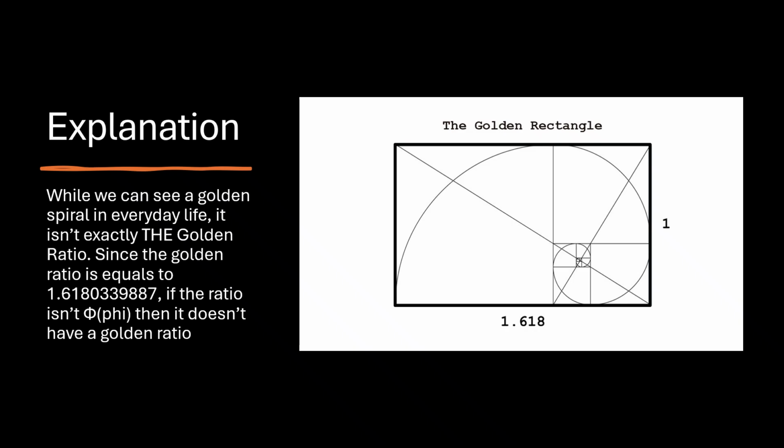Since the golden ratio roughly equals 1.6180339887, if the ratio isn't phi, then it doesn't have the golden ratio. For example, this picture, the golden rectangle. It is 1.618 by 1. This is considered perfect since it has the golden ratio, as we can see here.